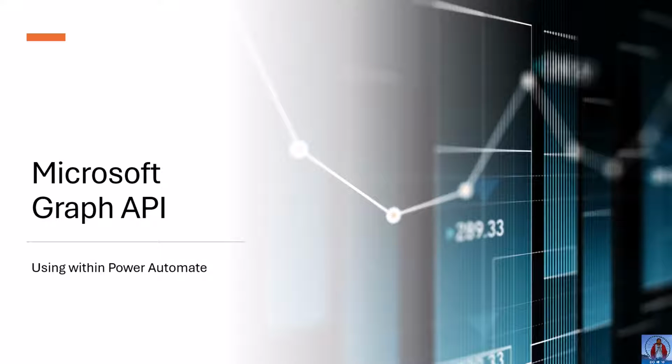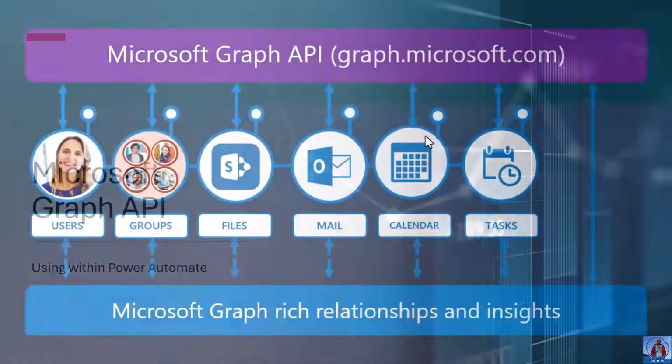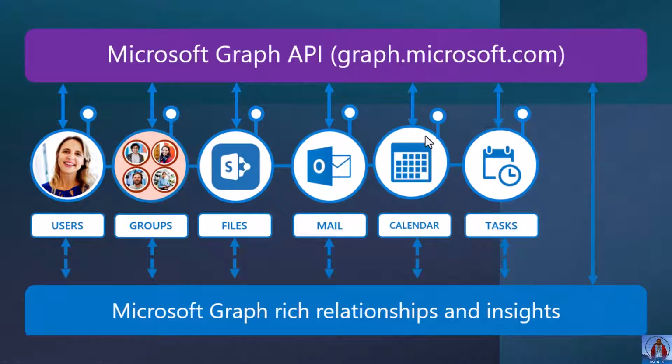In this video, we are going to see how to use the Microsoft Graph API within Power Automate, and what that Microsoft Graph API means. As you can see here in this picture, Microsoft Graph API is a REST API which connects all the ecosystem within the Microsoft platform, especially the M365, the Microsoft 365 platform. It helps to query or post any information within the M365 platform.